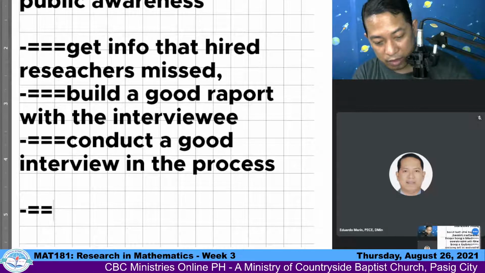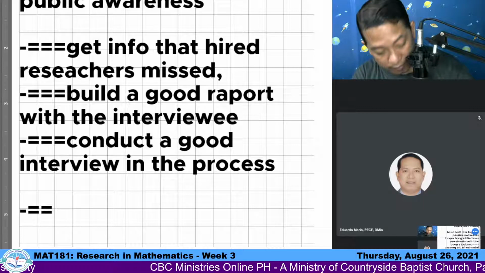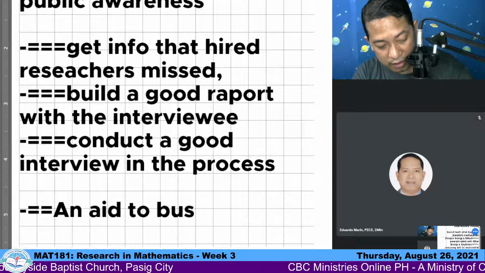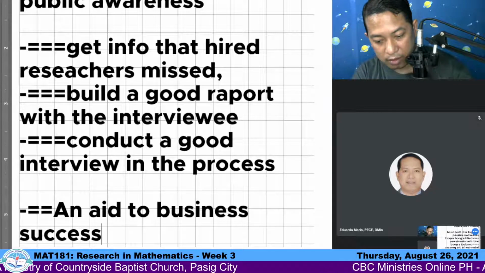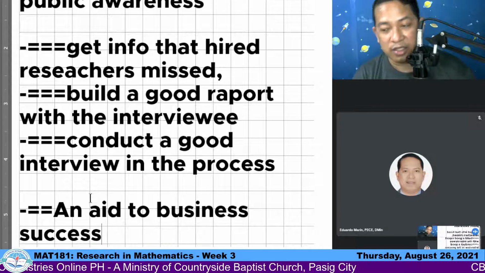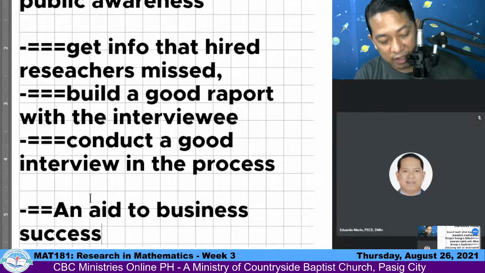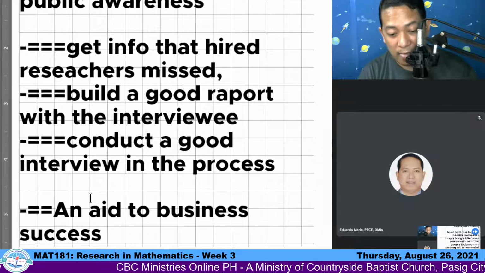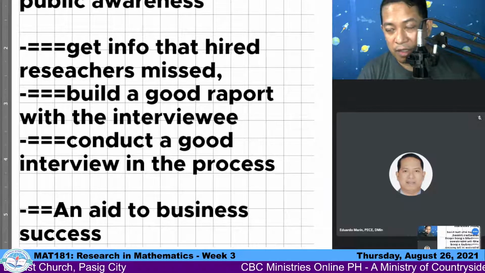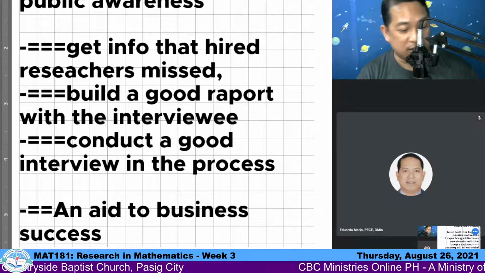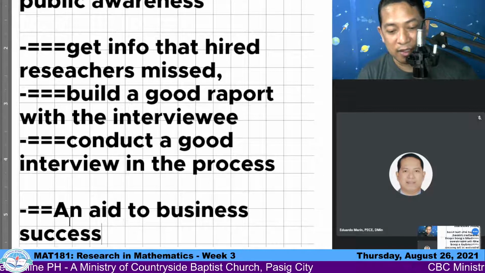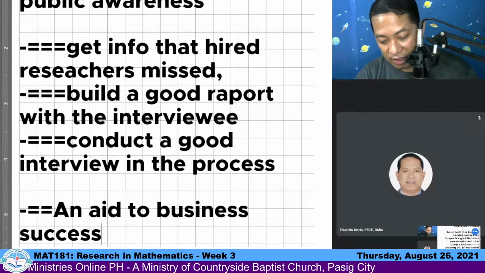Now, this is important also. An aid to business success. Ayan. So, there are business research, marketing research that would aid a business success. So, mahalaga yan, yung ginagamit yung research, no, for their business success. So, research benefits success, definitely, as far as product or services is concerned.